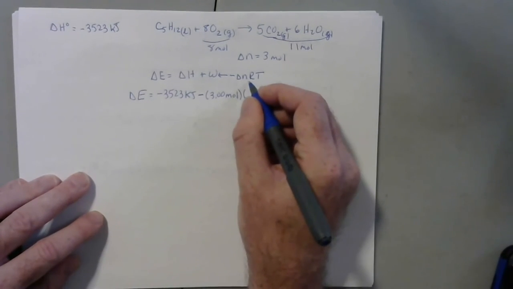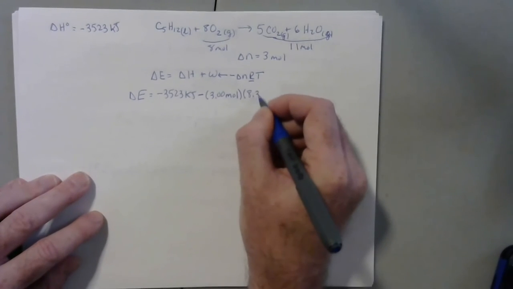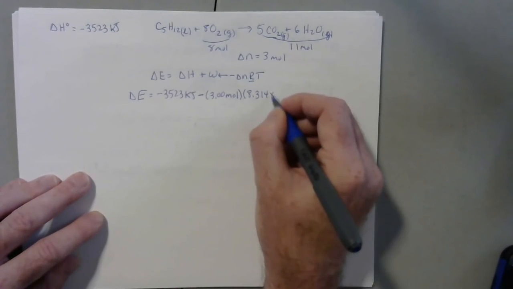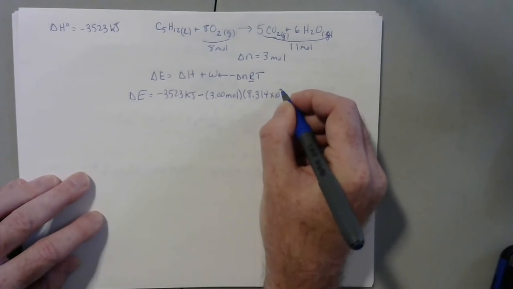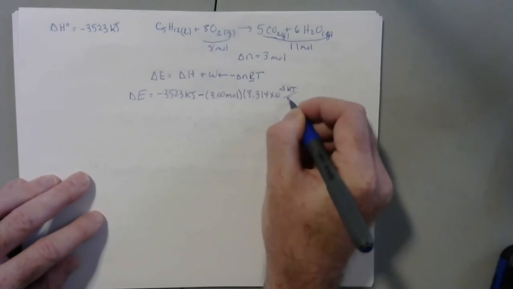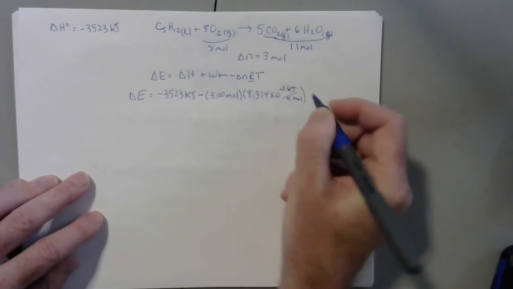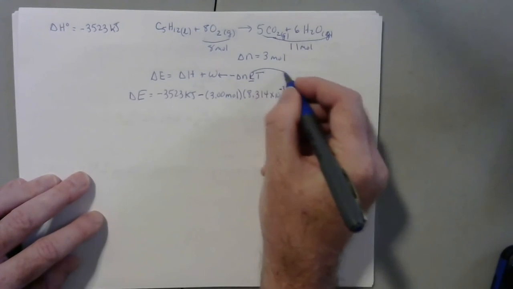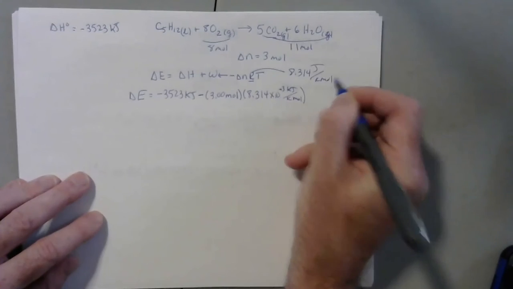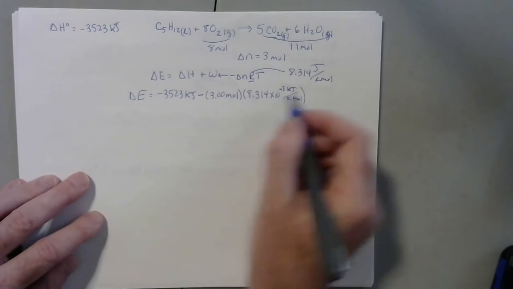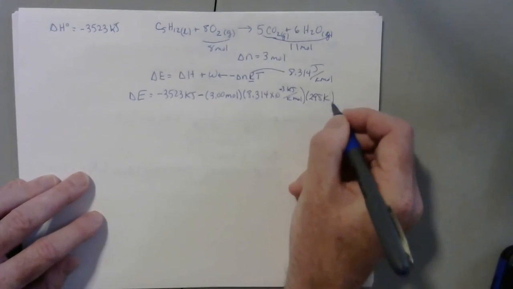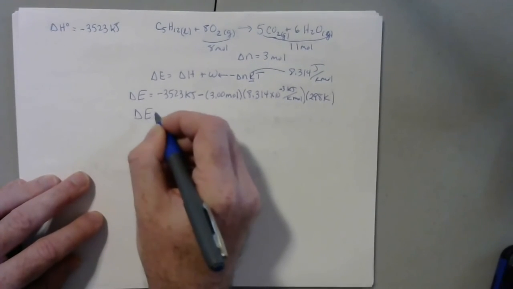Now, the version of the gas law constant we're going to want for this is 8.314, times 10 to the negative third kilojoules per Kelvin mole to make the units work out. Normally, R is 8.314 joules per Kelvin mole. I'm just converting it to kilojoules so that we have matching units. And then our T is 298 Kelvin.